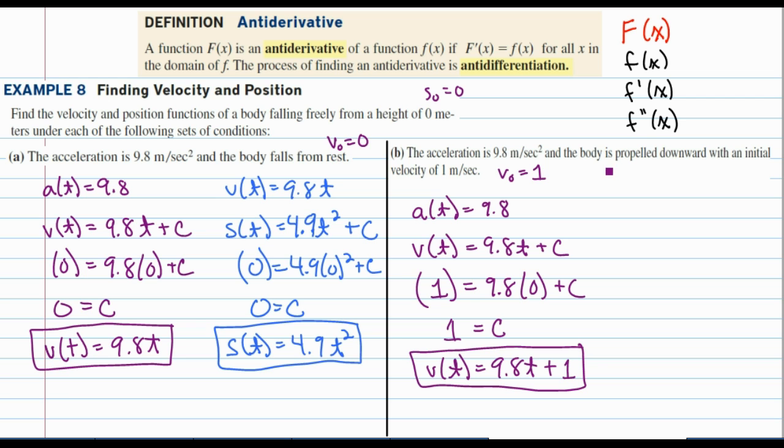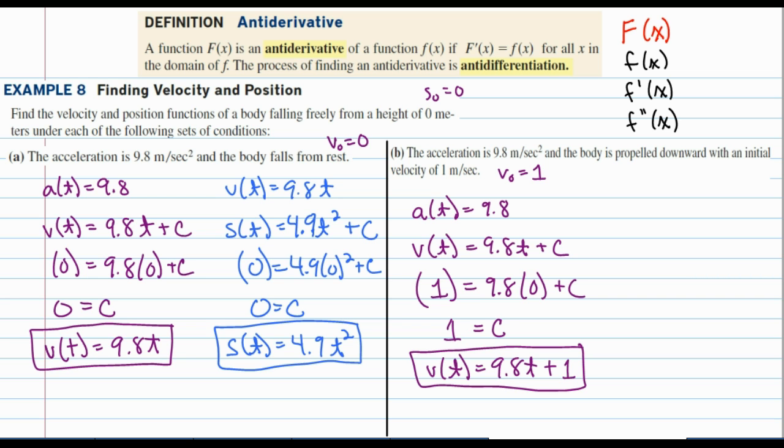Now I know that this says that the body is propelled downward, but this distance is the distance the body falls. So its propulsion is in the same direction it's falling, so we want our initial velocity to be positive 1, not negative 1. That negative would be if it was going in the opposite way that we're measuring, but since we're all measuring downward and the initial velocity is downward, the 1 would be positive.